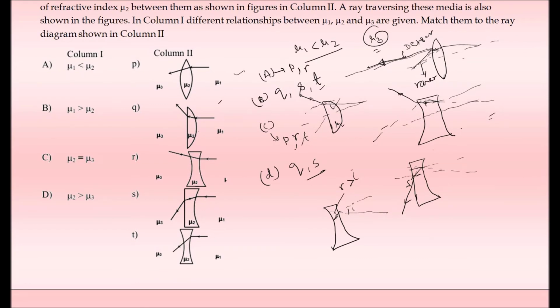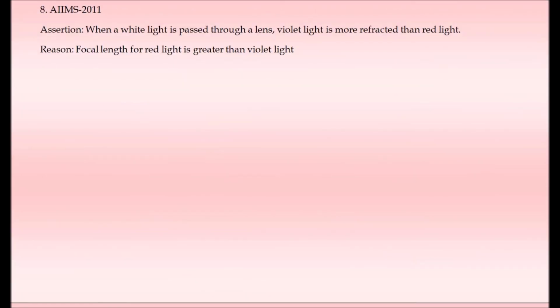Now we move to our next problem, and this problem is from AIIMS 2011 and is assertion reason based. So assertion is when a white light passes through a lens, violet light is more refracted than red light. Reason: focal length of red light is greater than violet light. Many of you already know this concept that when the white light ray passes through the lens, then violet light is more refracted than the red light, and both lights are unable to focus at a single point, and we call it chromatic aberration.